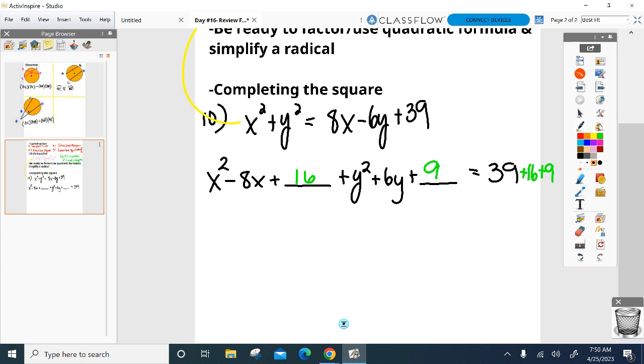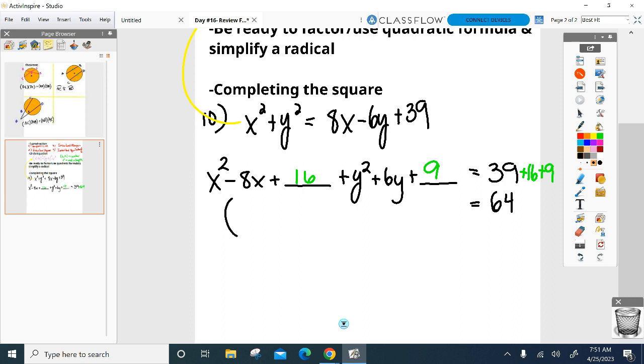Any issues finding the new c value, keeping it balanced? All right, what do I have over here now? 25, 64 on the right side. All right, now you got to factor the x's and the y's. And they should be the same numbers, remember. Two numbers that multiply to 16 but add to negative 8: negative 4 and negative 4.